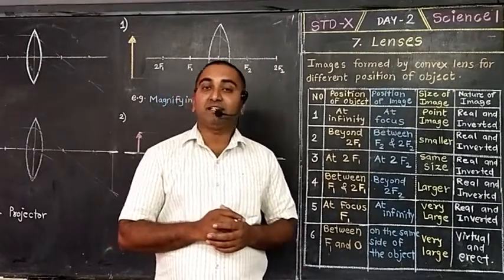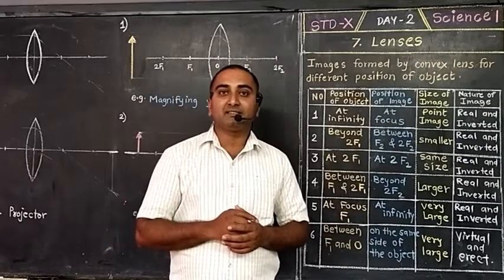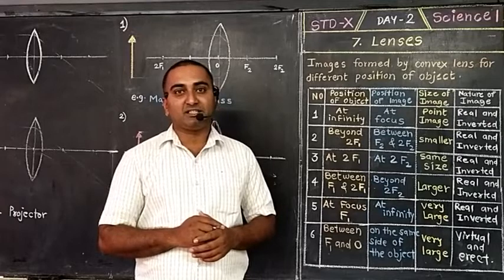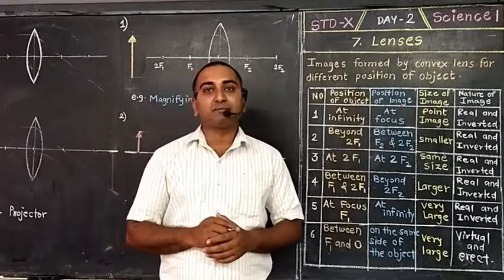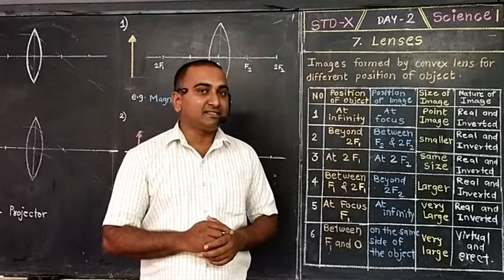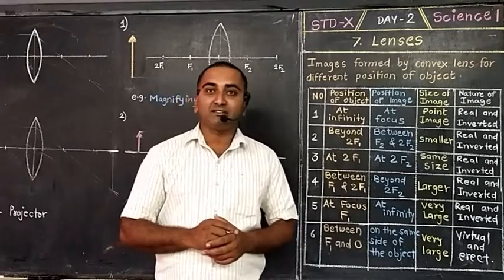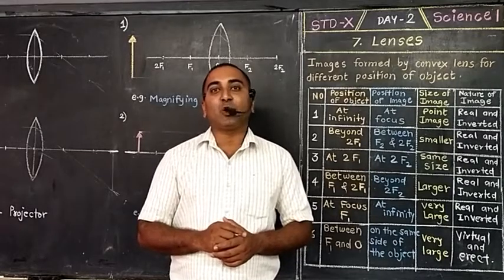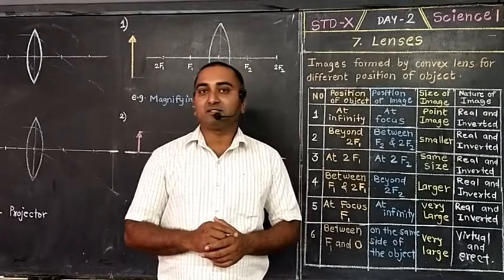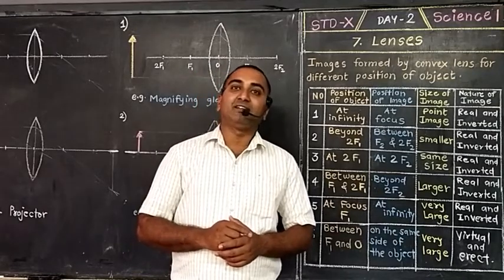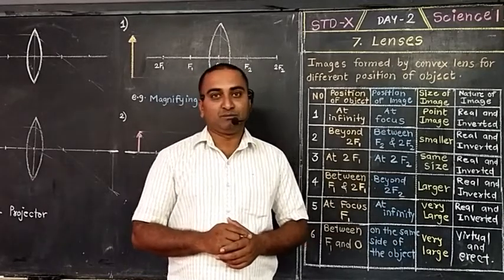Second, if the incident ray is passing through the focus, then after refraction it goes parallel to the principal axis. And the third rule we discussed: if the incident ray is passing through the optical center, then it will not change its path. That means no deviation or refraction, it will travel in the same direction.